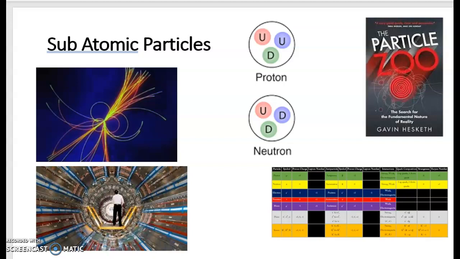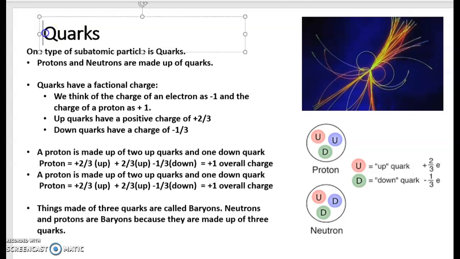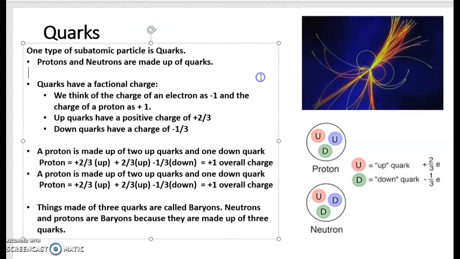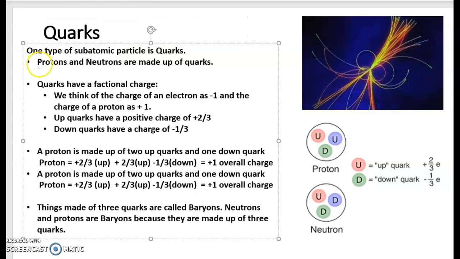But for now, what I'm hoping you get, and I've given you two additional videos to take a look at, but what I want you to walk away with is that one of the types of subatomic particles is called quarks. Okay, so that's one type of subatomic particle. And protons and neutrons are both made up of quarks.